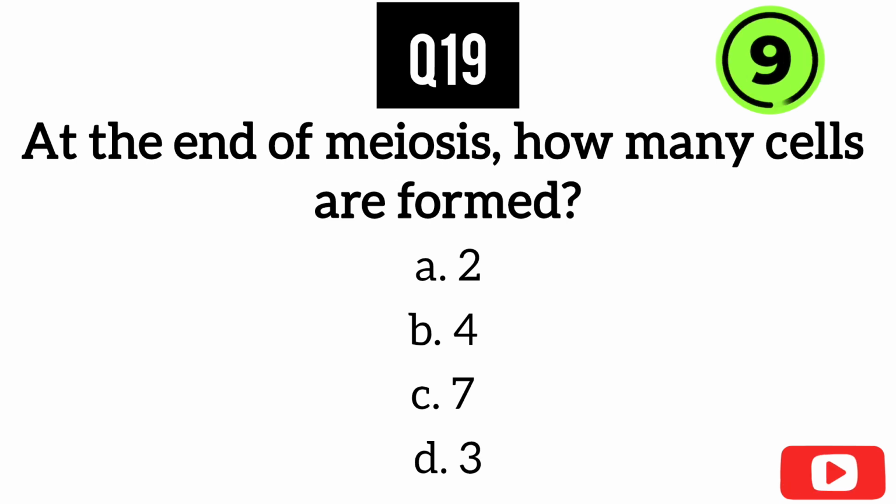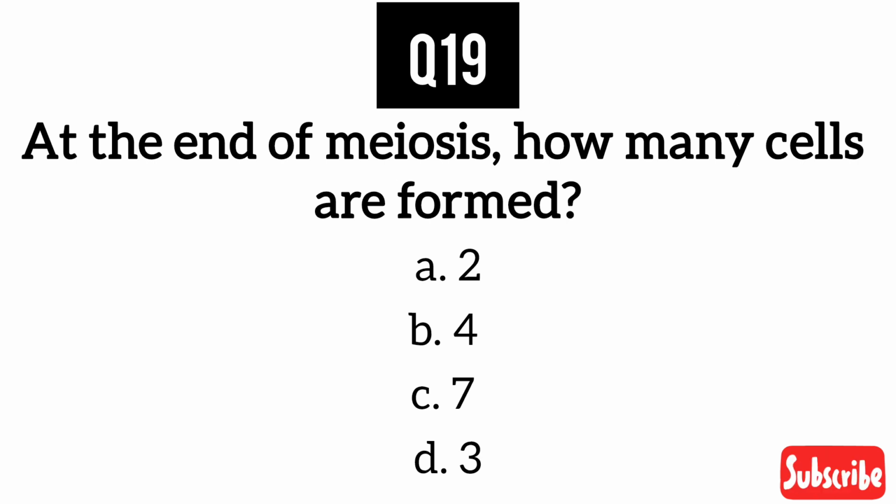Question 19. At the end of meiosis, how many cells are formed? A. 2, B. 4, C. 7, D. 3. The correct answer is 4. Meiosis produces 4 haploid daughter cells.